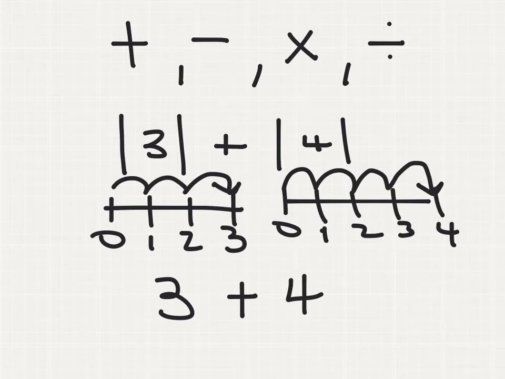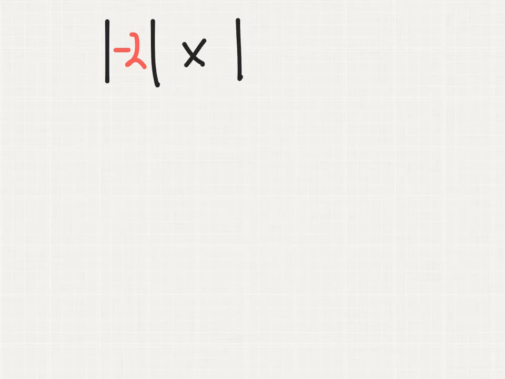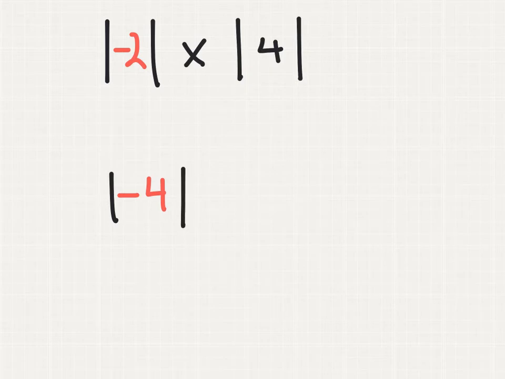3 plus 4 equals 7. So the absolute value of 3 plus the absolute value of 4 is equal to 7. Here are a few more examples. The absolute value of negative 2 times the absolute value of 4. Or the absolute value of negative 4 divided by the absolute value of 2.